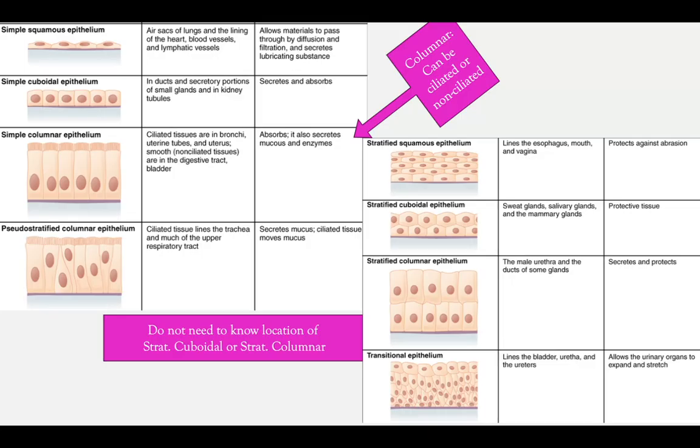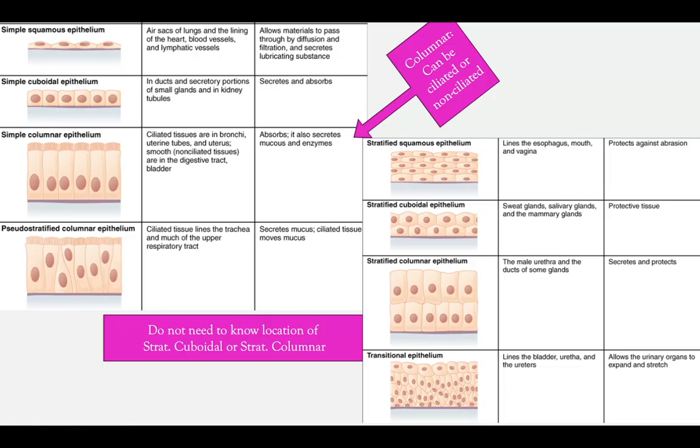All right. So this looks complicated, but I promise it's straightforward. Here is a list of the different types of epithelial tissue that you need to know. You can either call it epithelial tissue or epithelium. I will not take off for that.